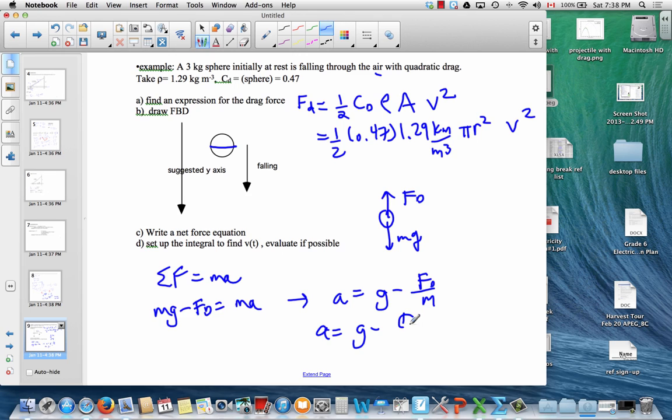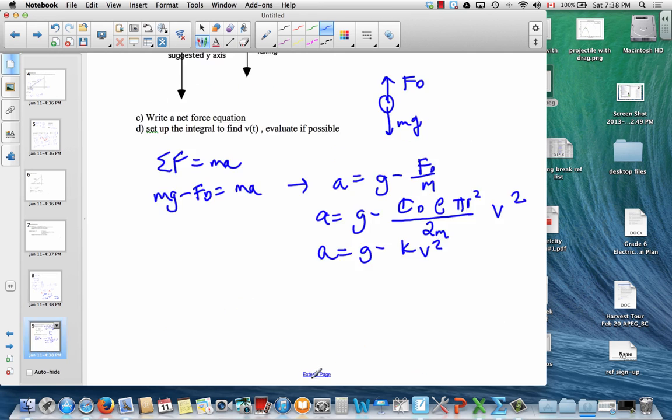So that's going to be c_d rho pi r squared all over 2m v squared. Or if you like, it's g minus some constant times v squared. So that's an expression for the acceleration.